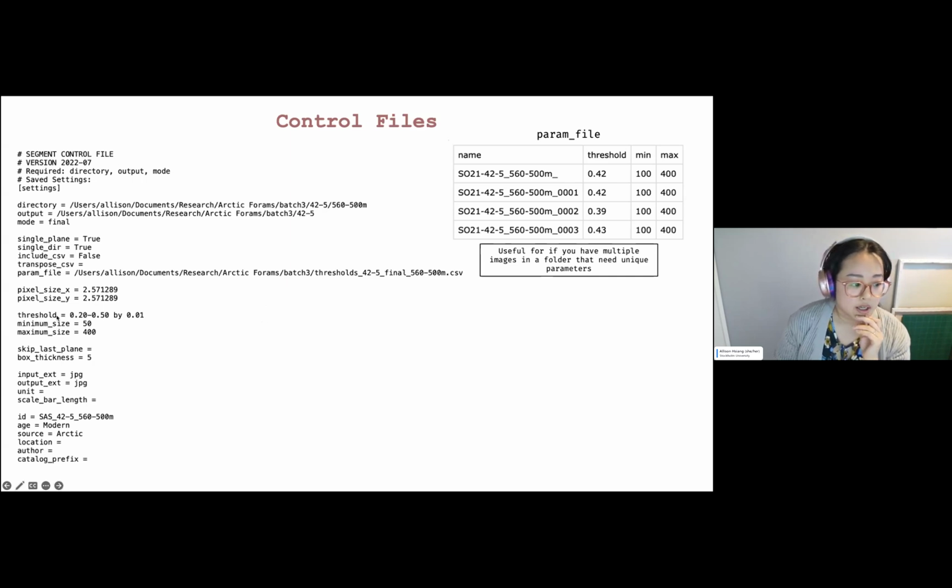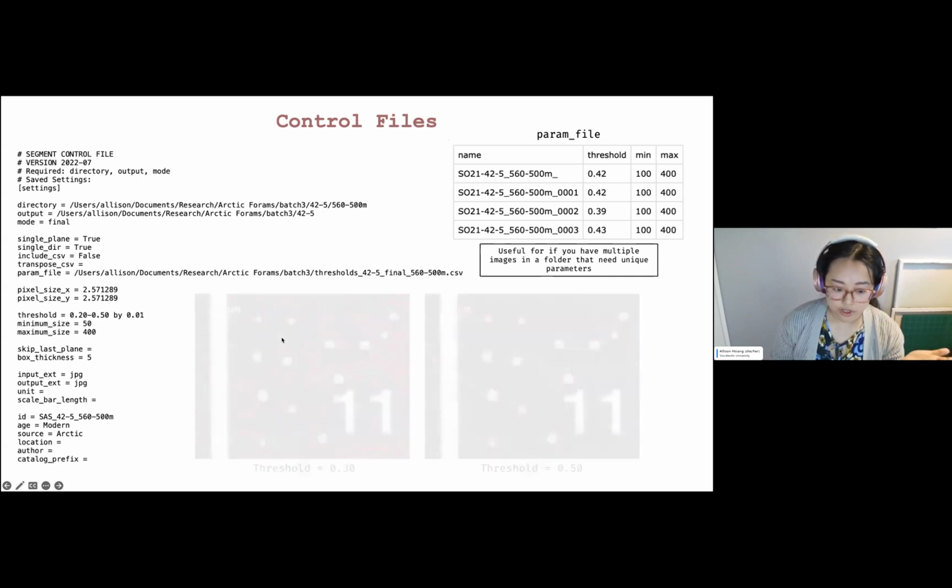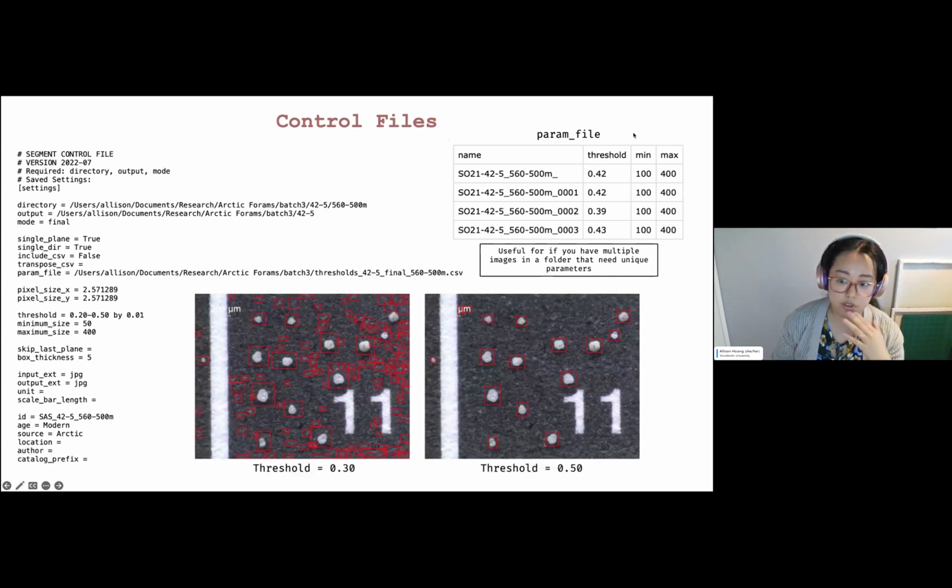Then the threshold value, as I mentioned, so in sample mode, you can test different threshold values all at once, right? So here we've specified that we want to test threshold values between 0.2 and 0.5 with a step between each threshold value of 0.01. And this can make obviously a very huge difference. So for example, here we have an image where on the left side, we've used a threshold value of 0.3 and on the right side, a threshold value of 0.5. And you can see that it really makes a huge difference in how many objects AutoMorph is detecting.